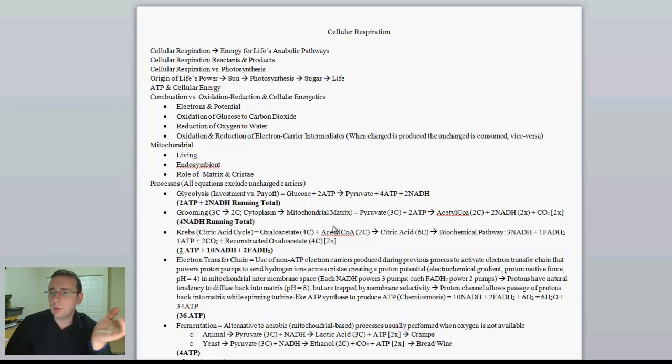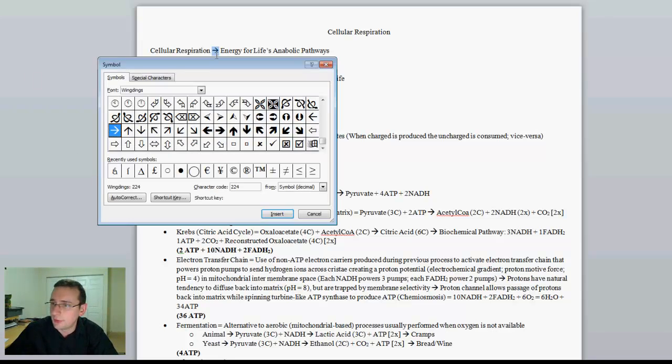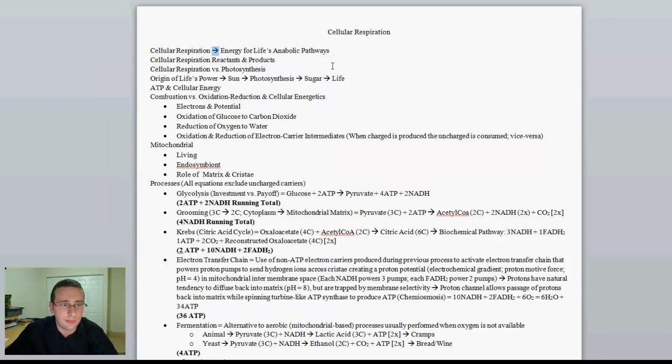So what do you need to know about cellular respiration? A good place to start is the lecture guide. It will tell you that you got to know the reactants and the products. You got to know the role of cellular respiration in powering the anabolic reactions of life. You got to know the relationship between cellular respiration and photosynthesis, and the order of energy flow in the ecosystem. You have to know what ATP is, how it's important for cellular energy, and its structure.